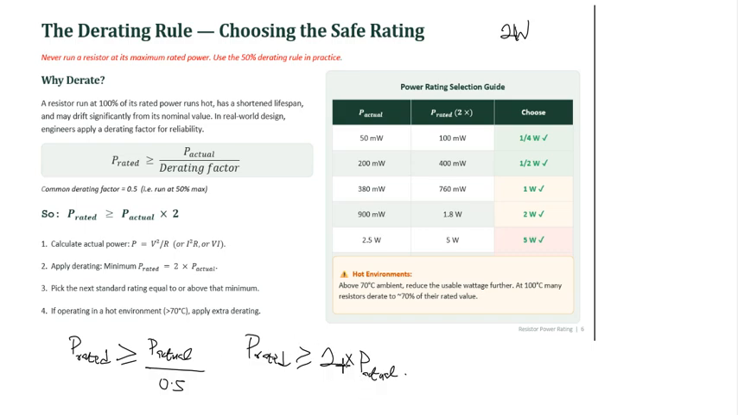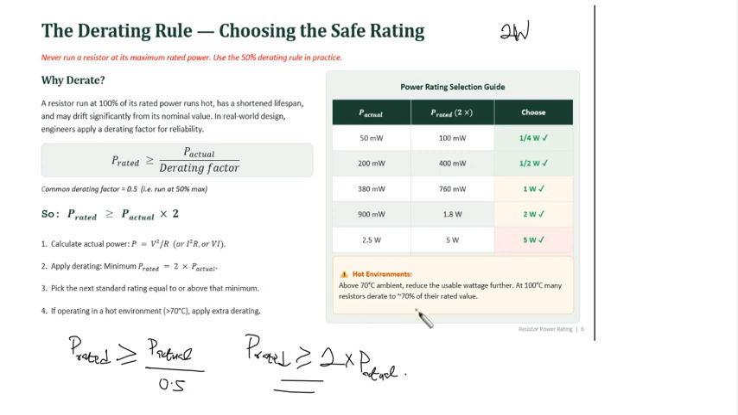So when choosing a resistor, this is taken into consideration. Calculate the actual power that is meant to be consumed in the circuit using any of the equations that we have seen. Then apply the minimum derating. That is, the minimum rated value must be equal to or greater than 2 times the actual power that is going to be consumed. Then you pick the next standard rating equal or above to that minimum. If operating in a hot environment, apply an extra derating.